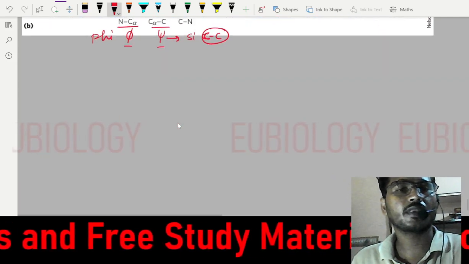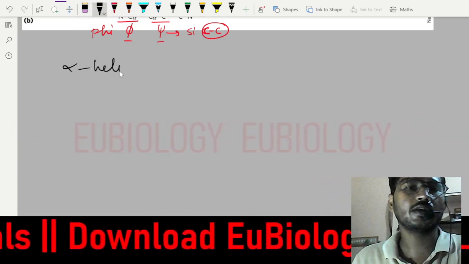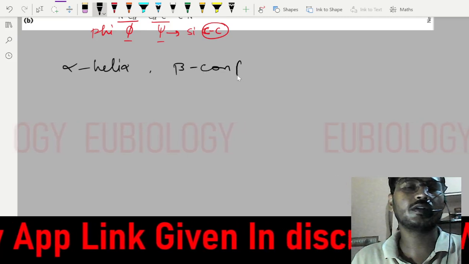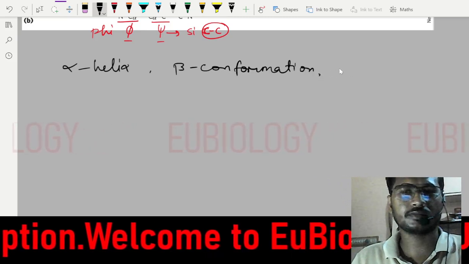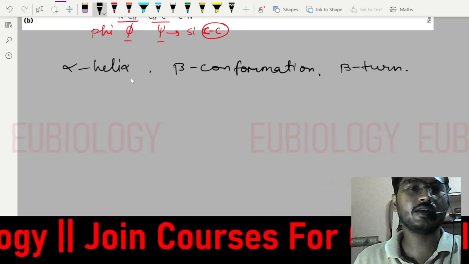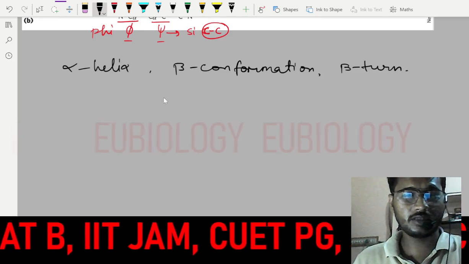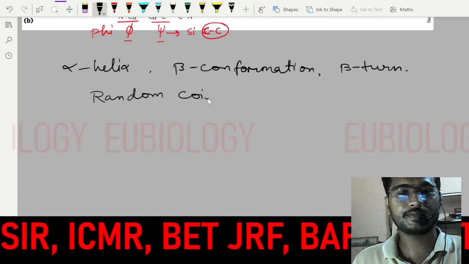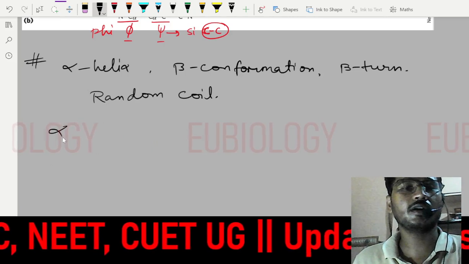Now we'll see the secondary structure. In this we'll read the alpha helix, then we'll read the beta conformation. After that we'll read the beta turn. And if any secondary structure does not lie in the alpha helix, beta conformation or beta turn, then it will be called a random coil. So these things we are going to read. Let's start with the alpha helix.